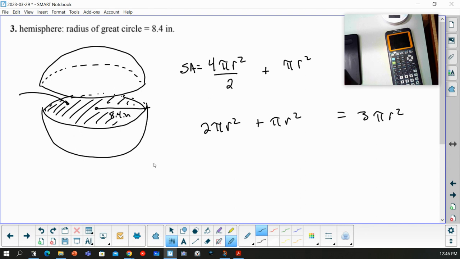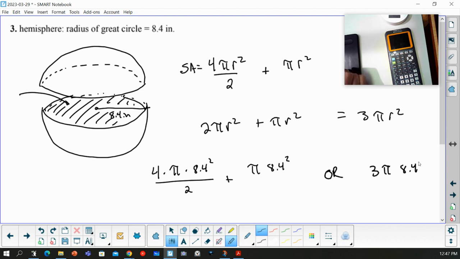So let's start with this way here. 4 times pi times 8.4 squared. And then we're going to divide that by 2. I'm going to add to that pi times 8.4 squared. Or we could just say 3 times pi times 8.4 squared. Okay, so let's try it both ways here and see what we get. We can do 4 pi r squared divided by 2 to get half that, then add one of those pi r squareds back, right? Or we can just do it this way.